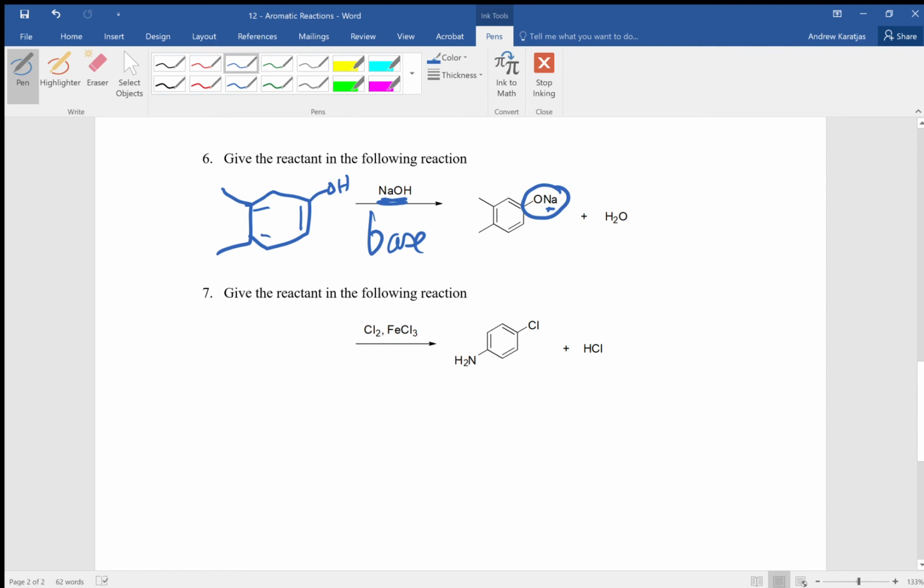And finally, in number 7, we have our chlorination conditions. There's our chlorine that got added. And so to go backwards, we just remove the chlorine.